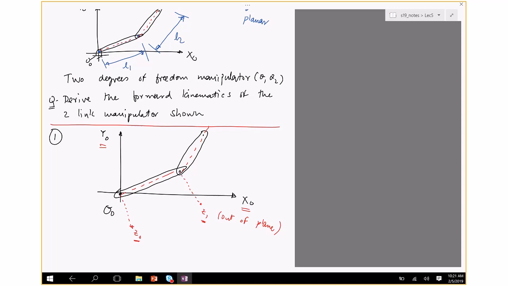There are 3 cases for Z0 and Z1, so we need to find the relation between them. First, Zi minus 1 and Zi are not coplanar. This is probably the hardest one. They are not in one plane, they're in different planes. Clearly they're in one plane here. Second, Zi minus 1 is parallel to Zi. So Z0 is parallel to Z1, and that's true: Z1 points out, Z0 points out.